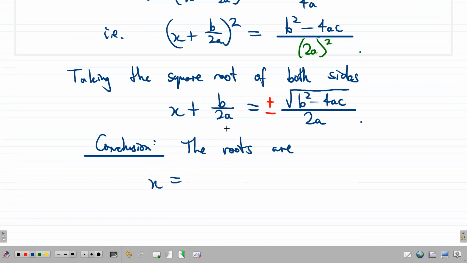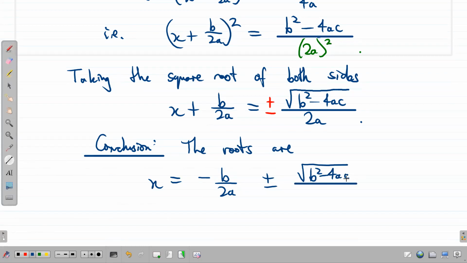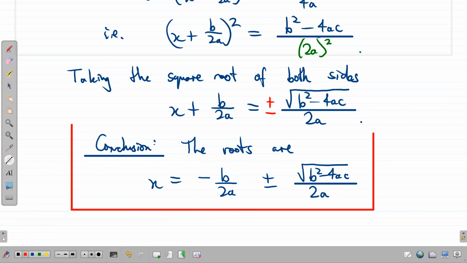x equals, take this guy to the right-hand side, minus b over 2a, plus or minus the square root of b squared minus 4ac over 2a. This is commonly known as the quadratic formula. It probably deserves to be put in a little box. It's super useful. It allows you to compute the roots of a quadratic equation in general form.